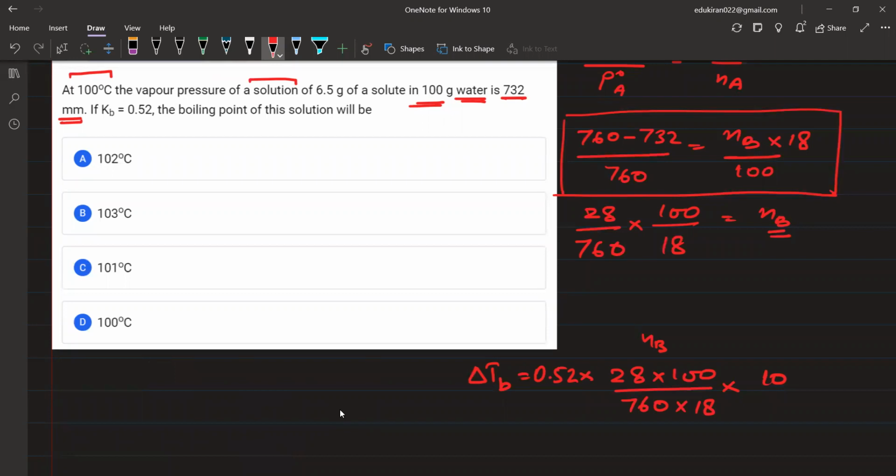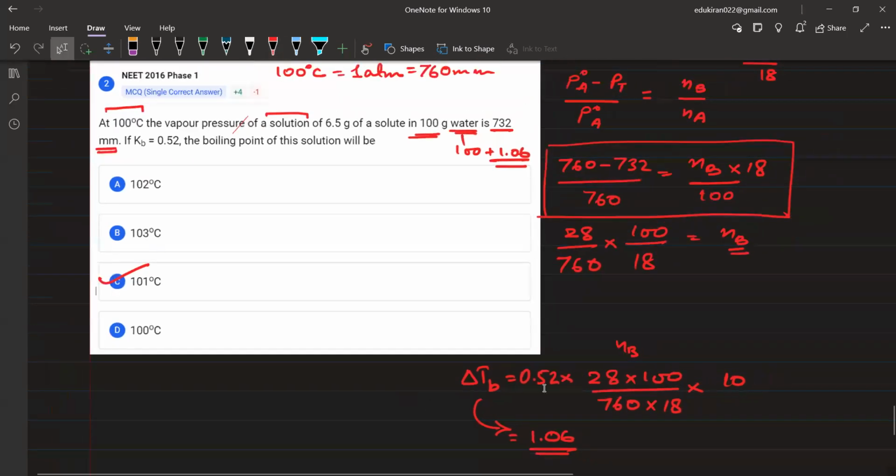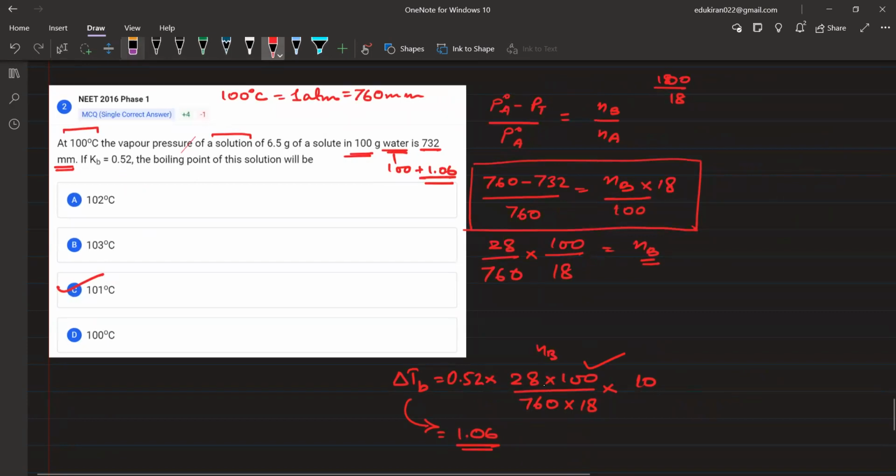Now if you calculate this value, 0.52 into 28 into 1000 divided by 760 into 18, this comes out to be 1.06. That means elevation in boiling point is equal to how much? 1.06. Elevation in boiling point ka kya matlab hua? Boiling point kitna badha hai? 1.06 badha hai. What is the normal boiling point of water? 100 degree Celsius. 100 degree mein kitna badha hai? 1.06. Answer kya jayega aapke paas? 101 degree. Okay, so please write this down. Bas ye calculation yahan pe thoda sa lengthy hai, otherwise this is a very good question.